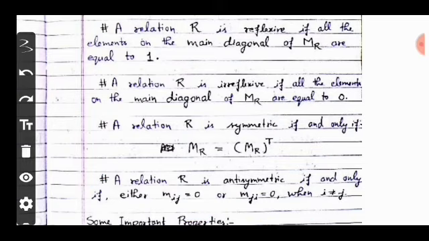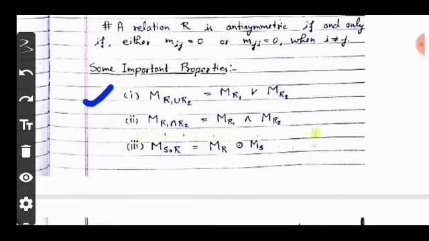Now the important points are: M of R1 union R2 is equal to M_R1 join M_R2. Second, M of R1 intersection R2 is equal to M_R1 meet M_R2, and third, M of S composite R is equal to M_R1 XOR M_R2.